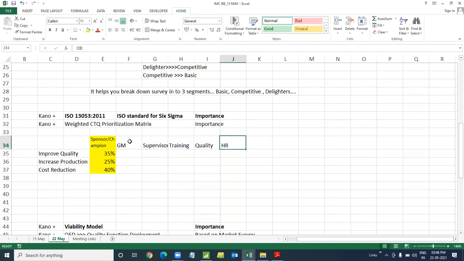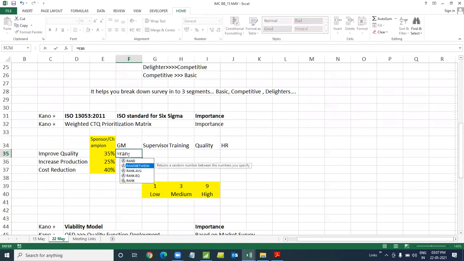What we expect them to do is give these things a rating. Preferably we use a rating of 1, 3 or 9. Most commonly you'll see this rating being used. 1 is given for low impact, 3 for medium impact, and 9 for high impact. Based on their understanding of the business and their interpretation of the problem, they would give a rating on a scale of 1, 3, 9: low, medium, high. I'm randomly putting these numbers, so please don't take it otherwise.